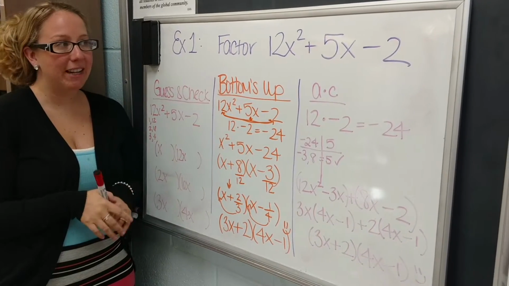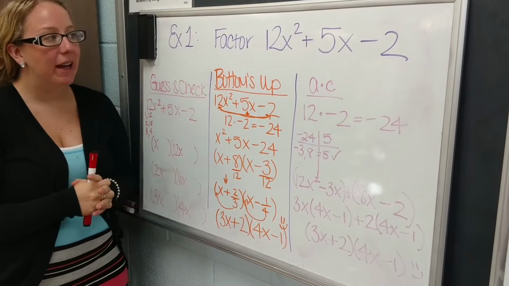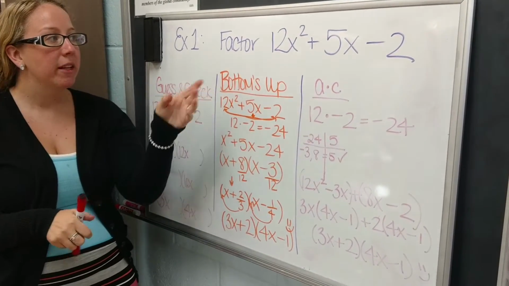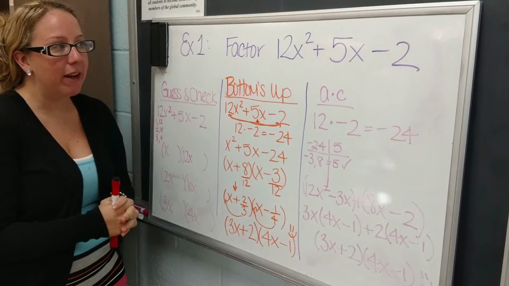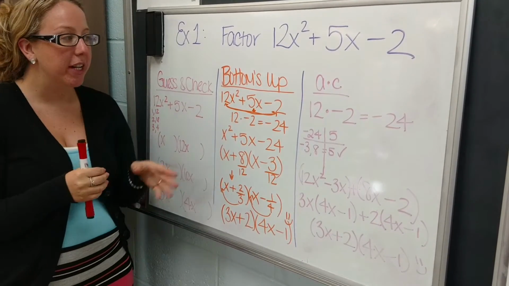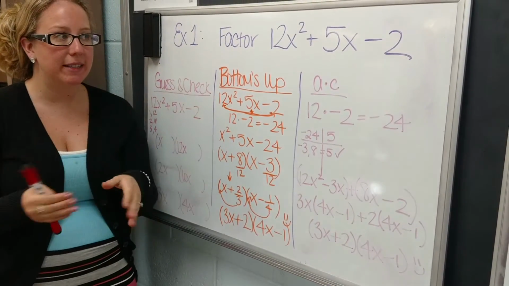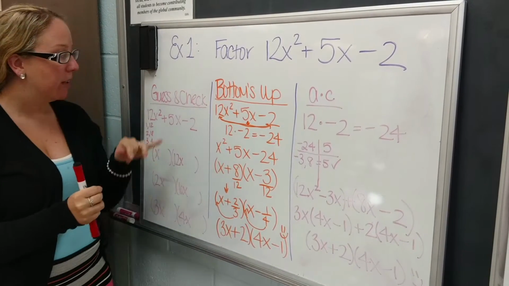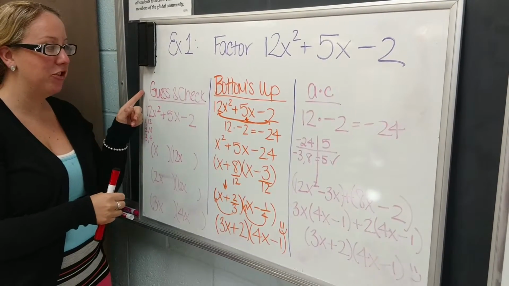So this is your second factoring review video, and this time we're factoring when your first number, this a value, is not 1. Example 1 says to factor 12x squared plus 5x minus 2, and we're going to take you through 3 different ways to factor this, and you can choose whichever method works best for you. The first method we're going to talk about is the guess and check method.